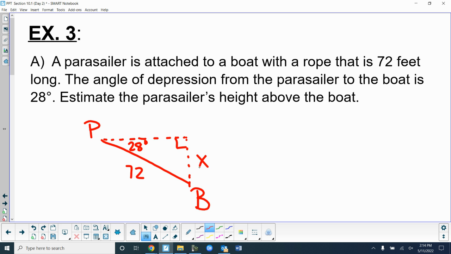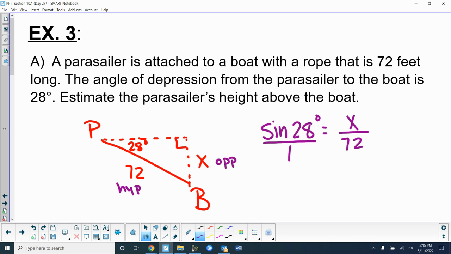So we're looking for how high up off the boat the parasailer is. It's a vertical distance there. So looking at the 28, I have the opposite side and the hypotenuse side. So sine is what I'm going to use because sine uses opposite and hypotenuse. So I'm going to write sine of 28 degrees because they gave me that angle measure equals opposite side x over hypotenuse 72. Again, put it over 1 so it looks like a proportion, cross multiply.